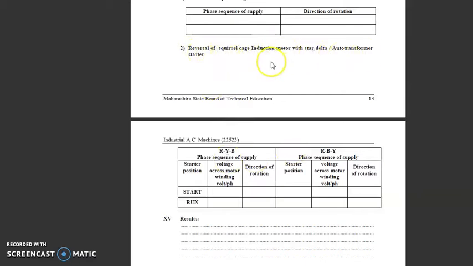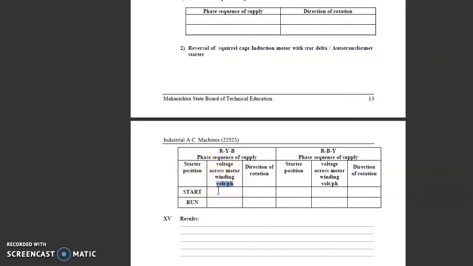Now, as we know we are using the auto transformer starter for this experiment, again similarly you should fill the details in the observation tables. RYB is the phase sequence of supply. RBY is exchanging, where I am just exchanging Y and B. For this experiment you should measure the starter position, start and run, and voltage across motor winding, volt per phase.